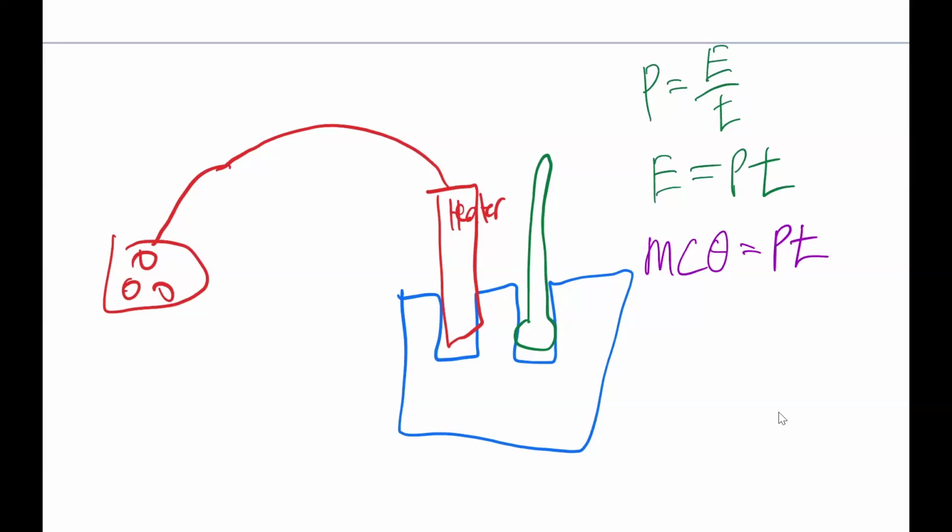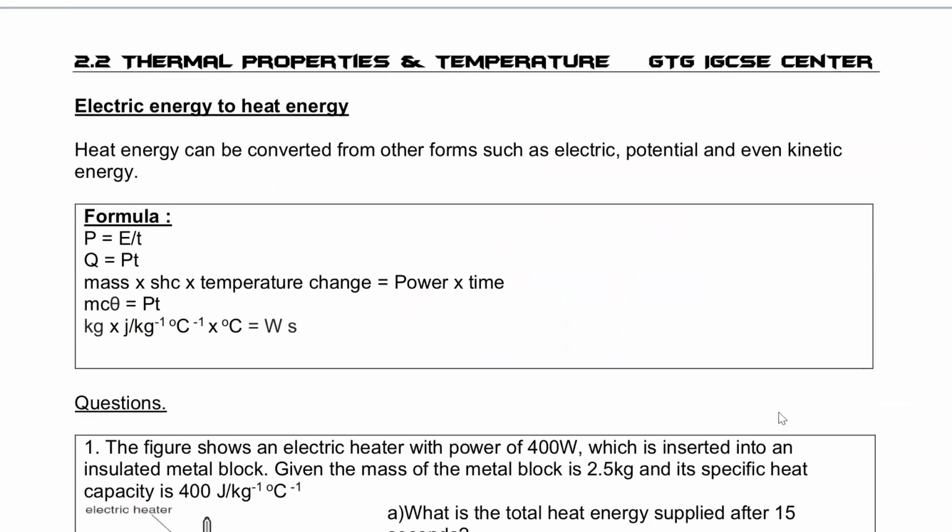Ratio, no, just mathematics only. Ratio separation. Huh? Oh, no, Ratio. No, this one, don't worry. Okay, copy this formula down first, and then you start attempting the questions at the bottom.